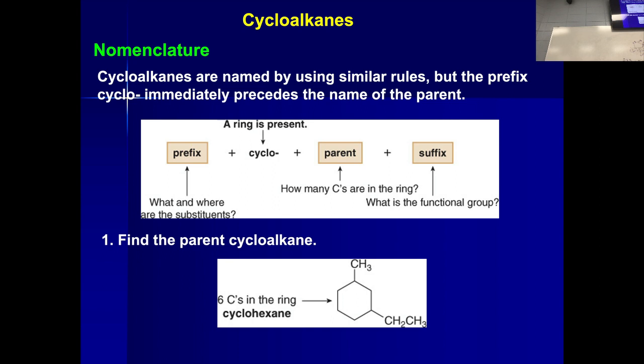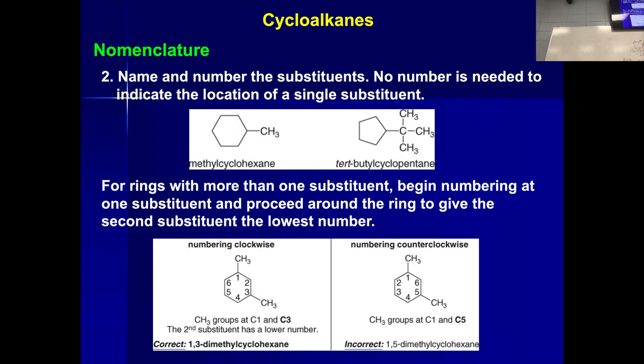What do we need to do now? We need to number that particular set of rings. Okay? So we can figure out whether or not we're going to number clockwise or counterclockwise. How do you think we want to number? We want to give everything the lowest possible number, right?